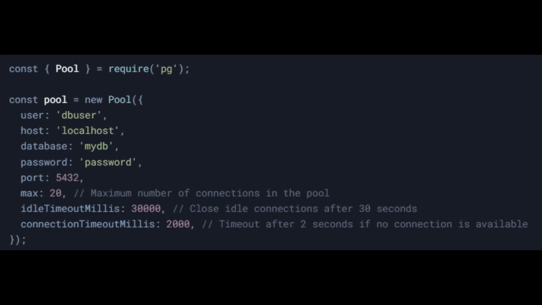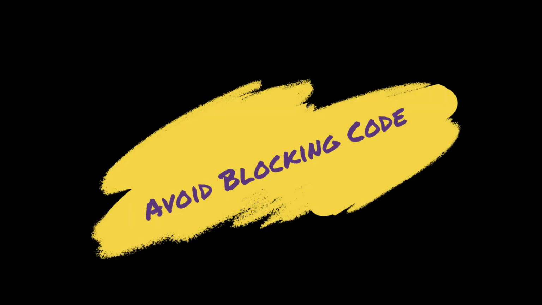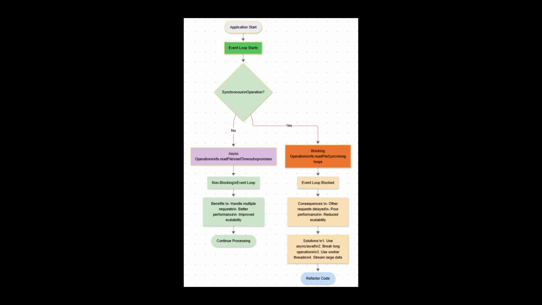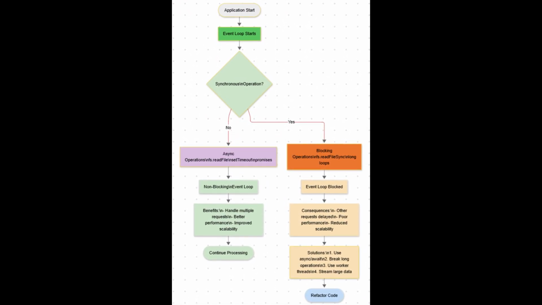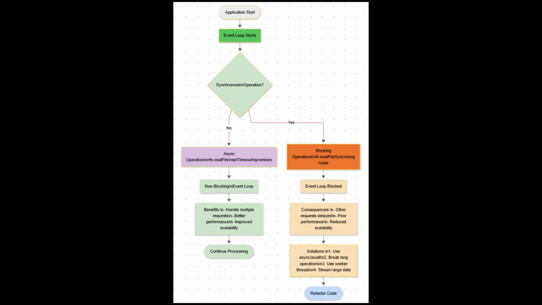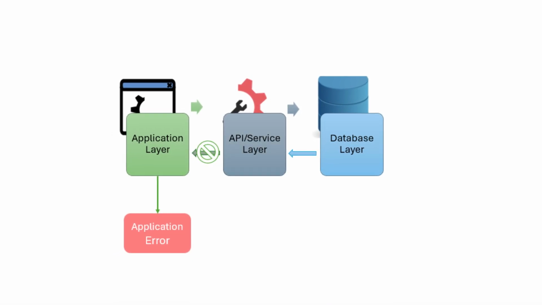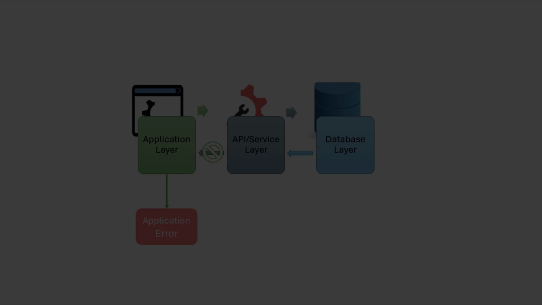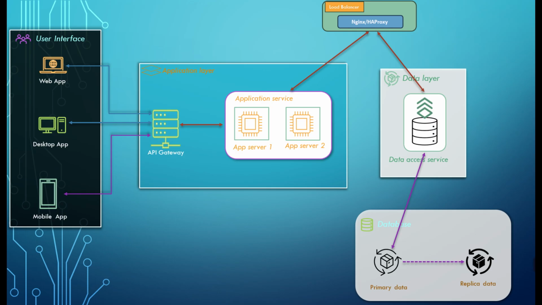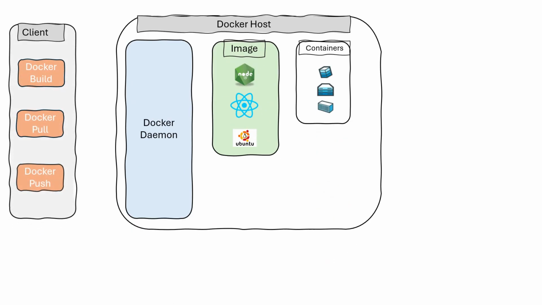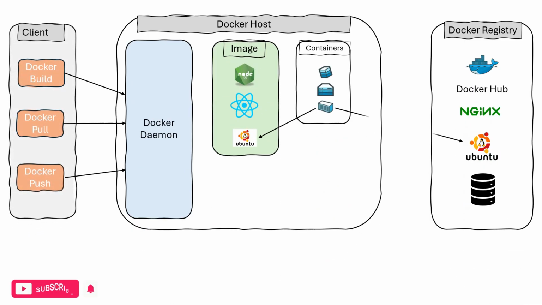Node.js is single-threaded, so blocking code can severely impact performance. Avoid synchronous operations like fs.readFileSync or long-running loops. Use async/await and promises to keep your code non-blocking and efficient. If your API is still struggling, it's time to scale horizontally. Use a load balancer like Nginx or HAProxy to distribute traffic across multiple instances of your API. You can deploy these instances using Docker and orchestrate them with Kubernetes.